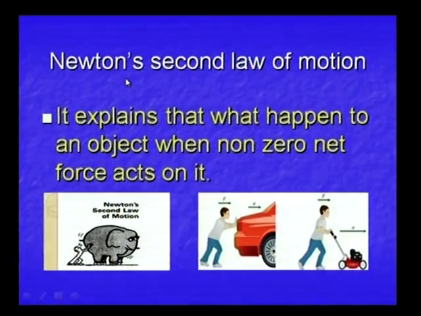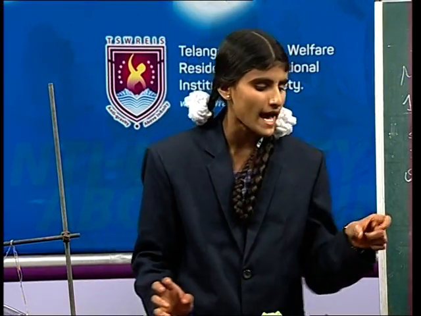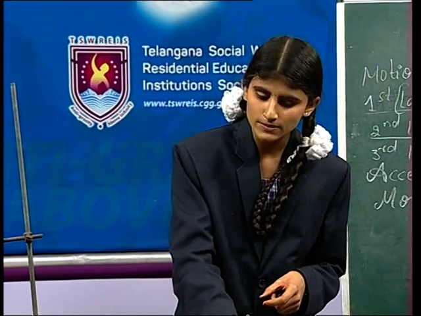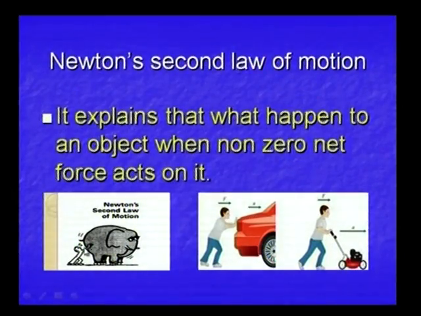It means when some force is acting on the object, then what happens is explained by Newton's second law of motion. See the picture on the slide. We are seeing an elephant and a person. A person is pushing the elephant, but is it possible to push the elephant by applying his force? No, it is not possible because the elephant has more mass. And here a person is pushing a big red car, but there is no movement in the car.